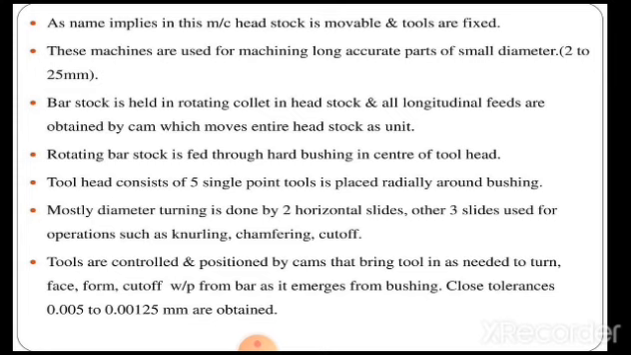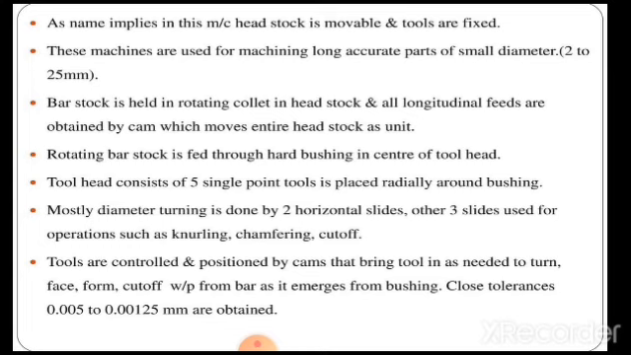Mostly diameter turning is done by 2 horizontal slides. Actually there are 5 tool holders which can accommodate 5 single point tools, and of the 5 tools, 2 are horizontal. The other 3 slides are used for operations such as knurling, chamfering, and cutoff. Generally these 2 tools can be used for the turning operations.